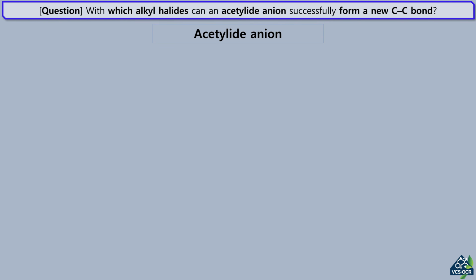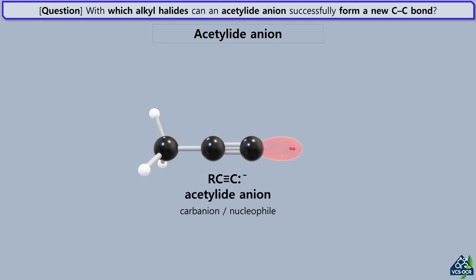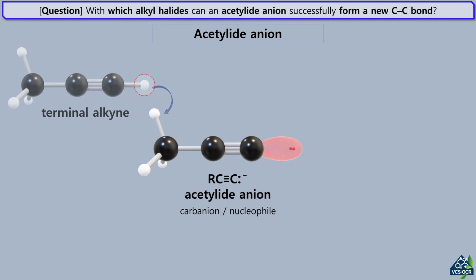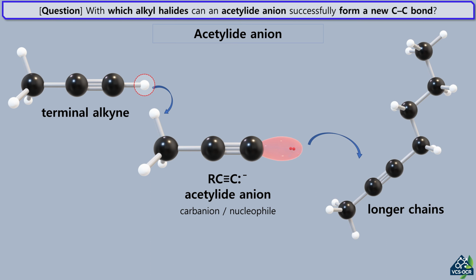Welcome back to our series on alkyne reactions. In this video, we shift our focus from addition reactions to acid-base chemistry and the versatile acetylide anion. Acetylides are strong carbon nucleophiles, formed by removing the acidic proton from a terminal alkyne. They are crucial for synthesizing larger, complex carbon skeletons through new carbon-carbon bond formation.